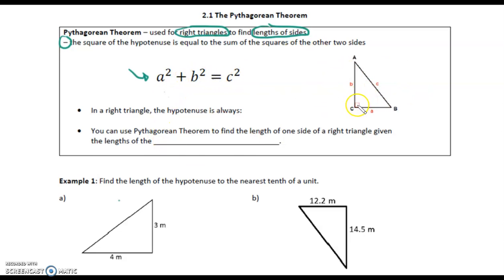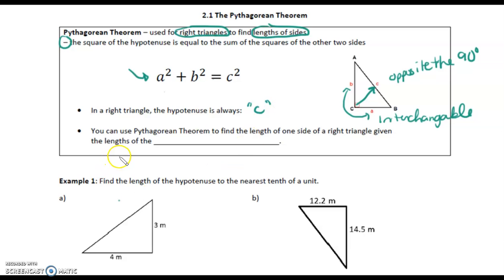Just as a note, c is always opposite the 90-degree angle, and a and b are interchangeable. In a right triangle, the hypotenuse is always c. You can use the Pythagorean theorem to find the length of one side of a right triangle given the lengths of the other two sides.